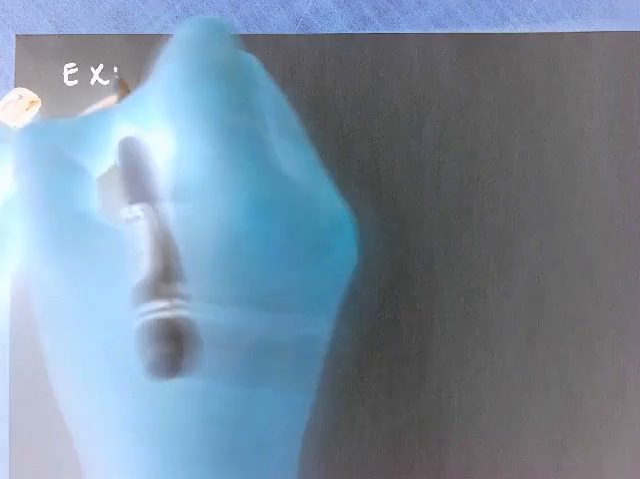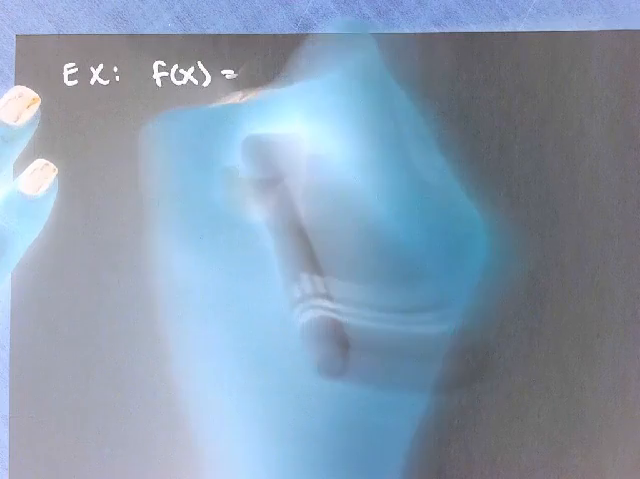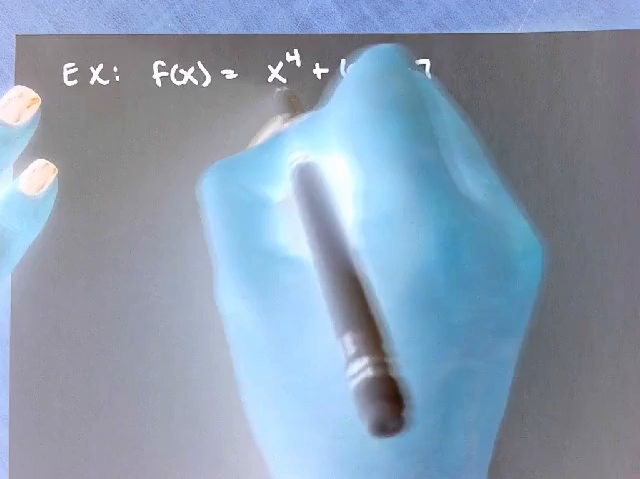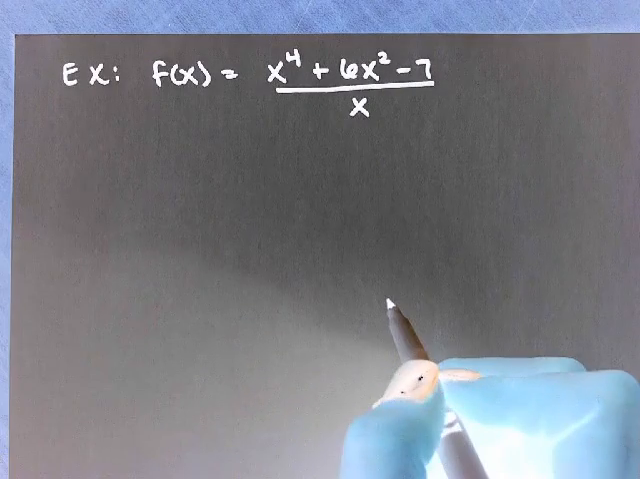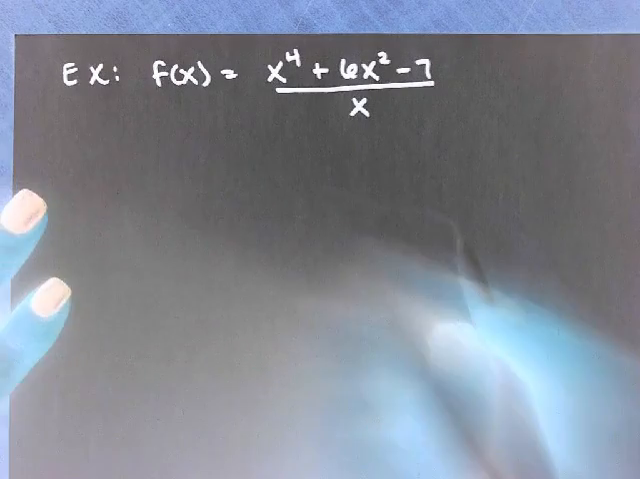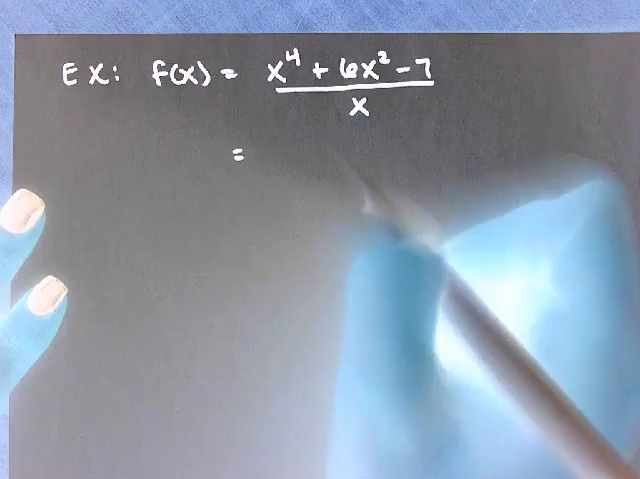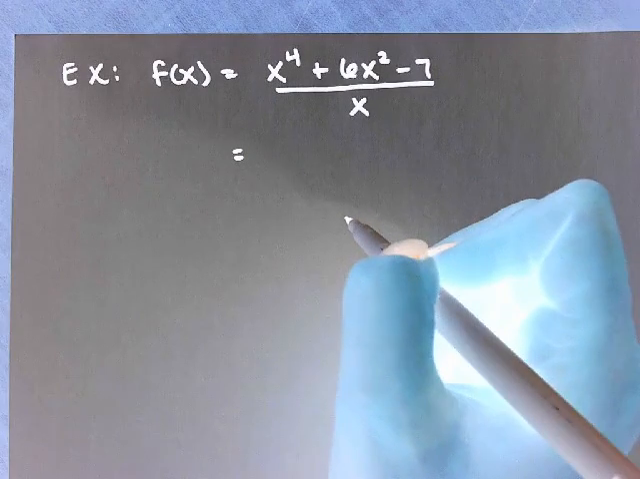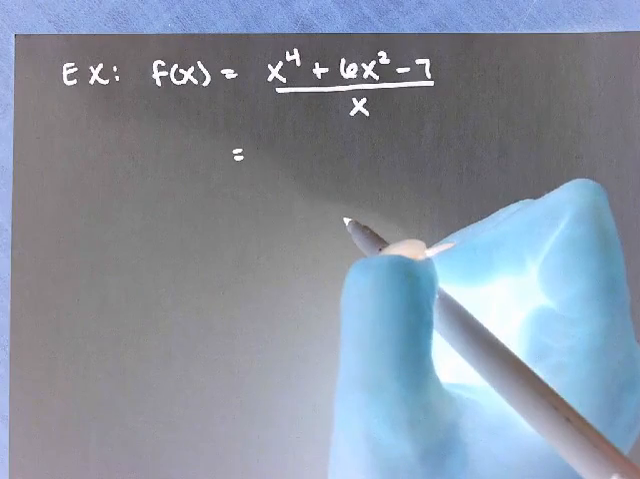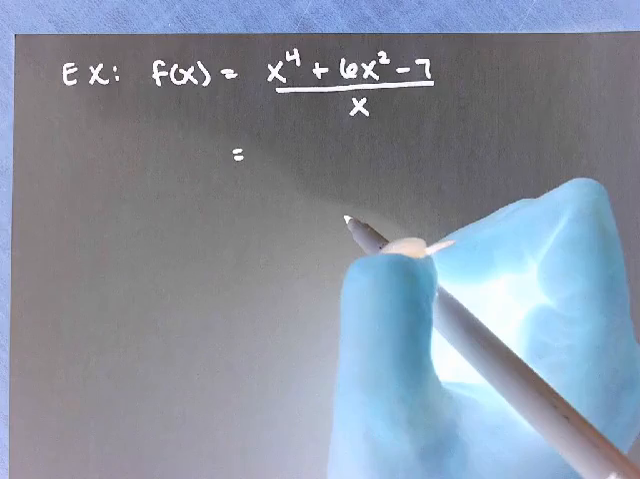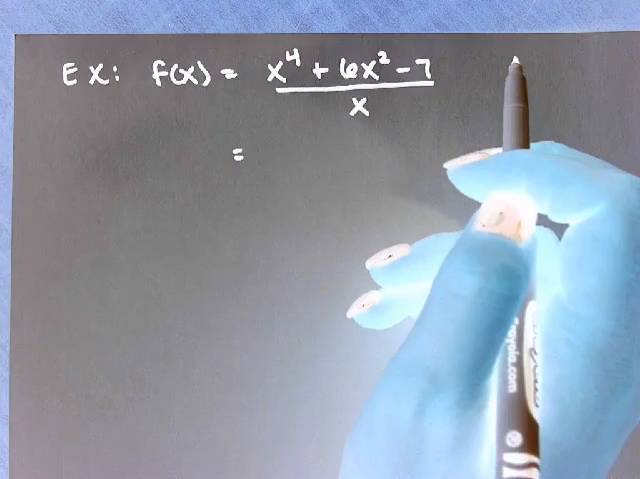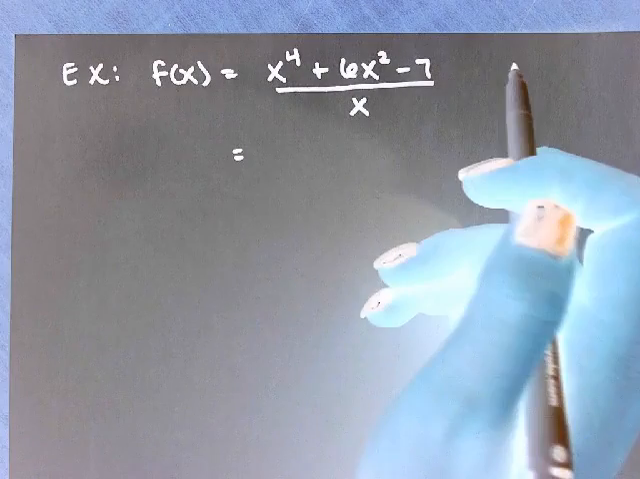All right, here's another one. If we have f of x is x to the 4th plus 6x squared minus 7 over x, how could I rewrite that problem so that I don't have to use the quotient rule? You write it as factor. What do you mean by factor? There's no GCF. You could factor this probably, but you don't need to factor it.